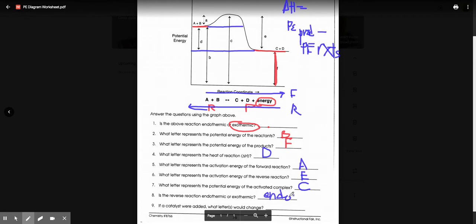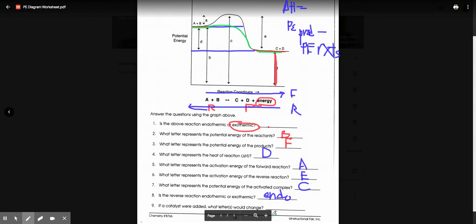Finally, if a catalyst were added, what letter would change? Now, we have not talked about catalysts yet, but you have in other classes. Remember, catalysts don't change the results. They just get you there faster. So that means this would be the same and that would be the same. But how could we get there faster? Instead of going all the way up this hill, we kind of go like that. So what letters are going to change?